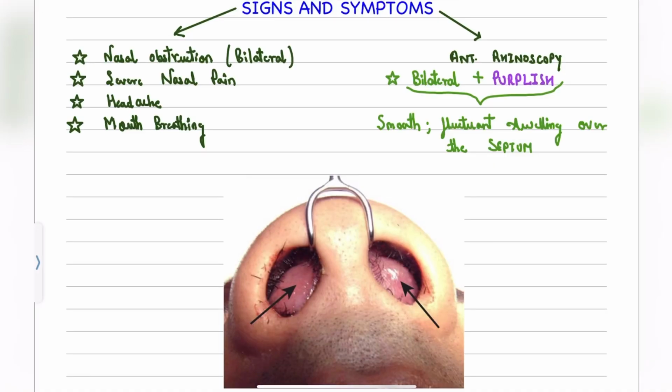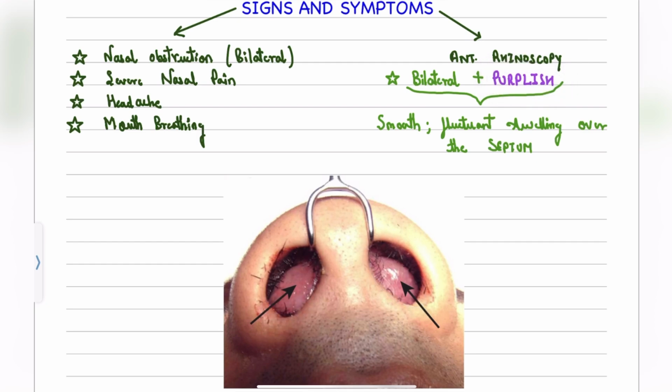Next we have the signs of septal hematoma that we're going to see on anterior rhinoscopy. We have already discussed it's going to be bilateral. The swelling which we are going to see is going to be purplish. Since it's filled with blood, the swelling is going to be bilateral and purplish in color.